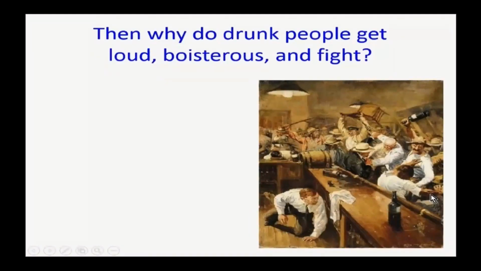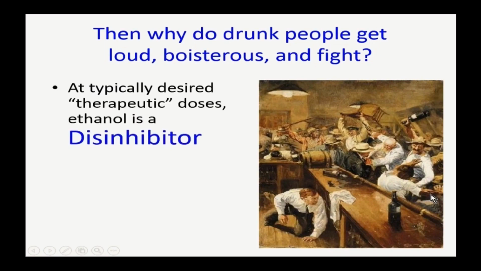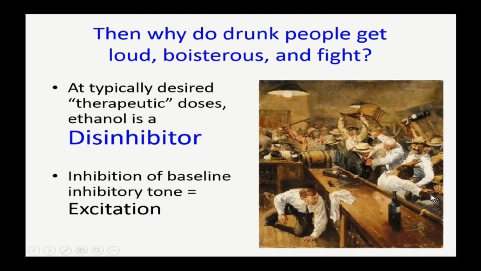But why is it then that people who drink tend to get loud and boisterous and start fights? That doesn't make any sense for something which is supposed to be sedating them. Well, the reason is that at typically desired therapeutic doses, ethanol is actually a disinhibitor. Normally, we have a lot of baseline inhibitory tone in our CNS that prevents us from doing stupid things, but we can actually disinhibit that, and so we will have this excitatory phase where we might go on and do something that we otherwise might not have.